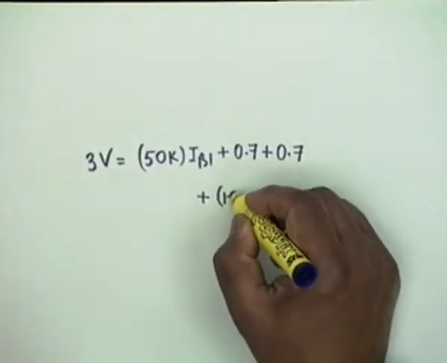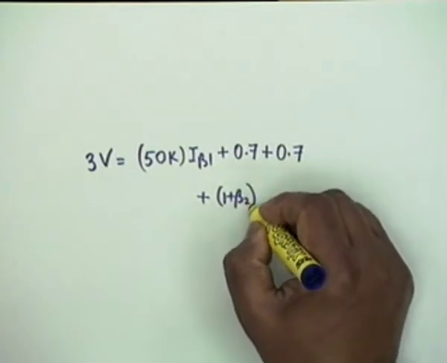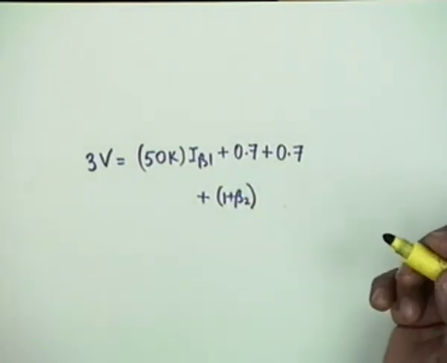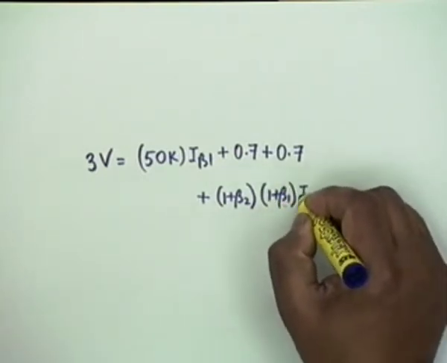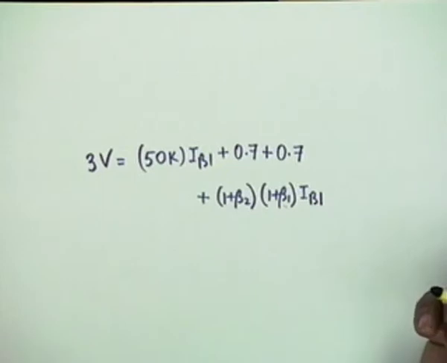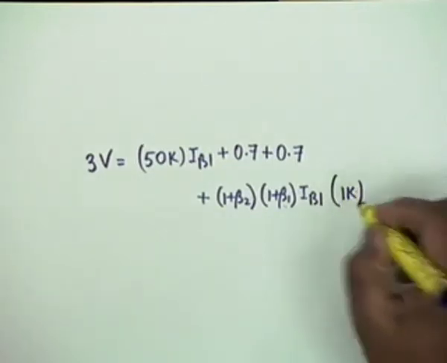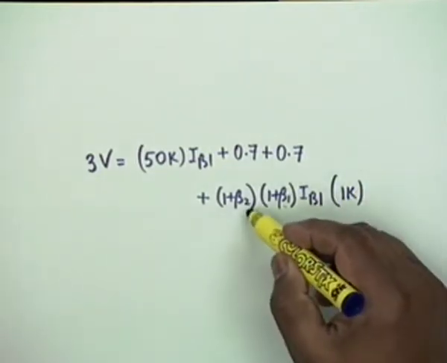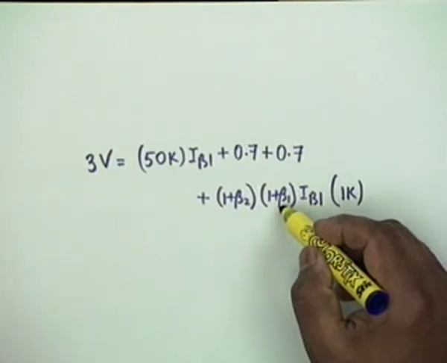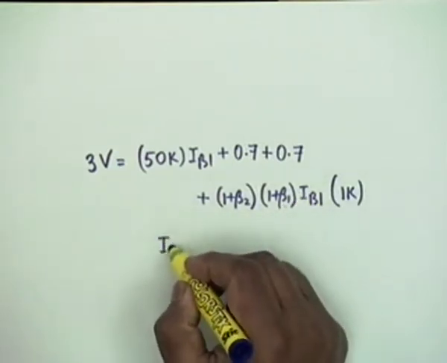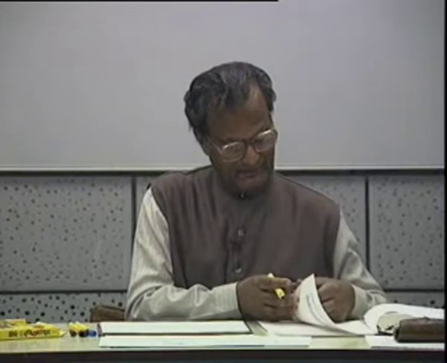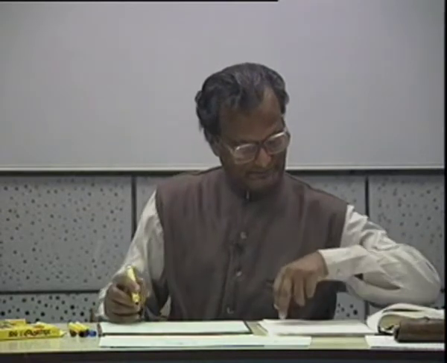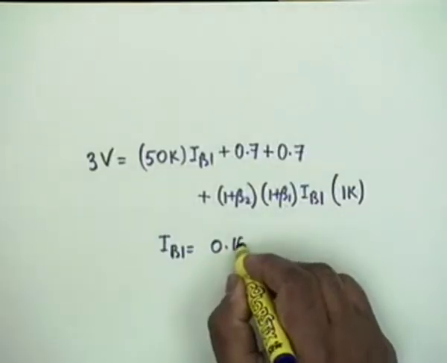Now the 1K drop would be, the current would be 1 plus beta 2 times IB2, which is 1 plus beta 1 times IB1, multiplied by 1K. And beta 1 and beta 2 are given to be 100, and therefore this equation can be solved, and my solution had come out to be, how much? 0.16 microampere.